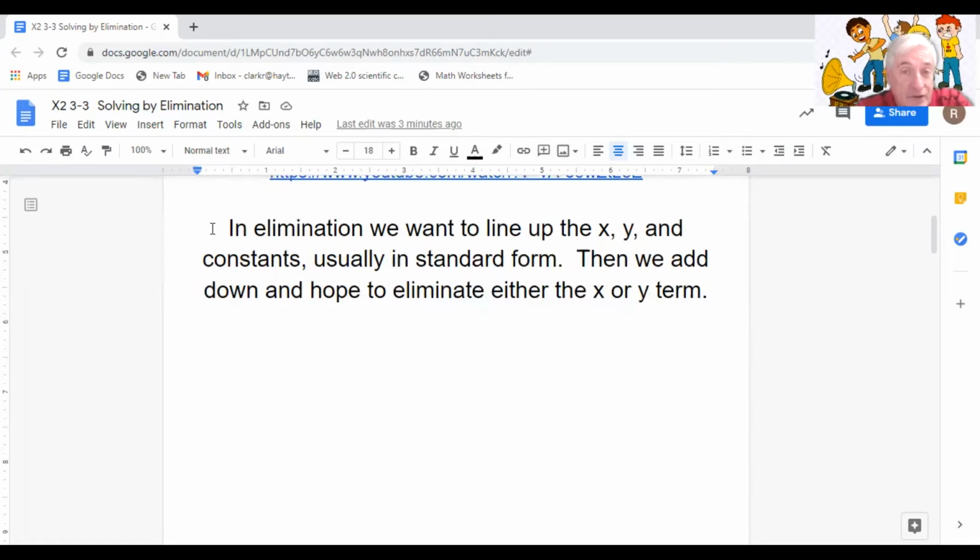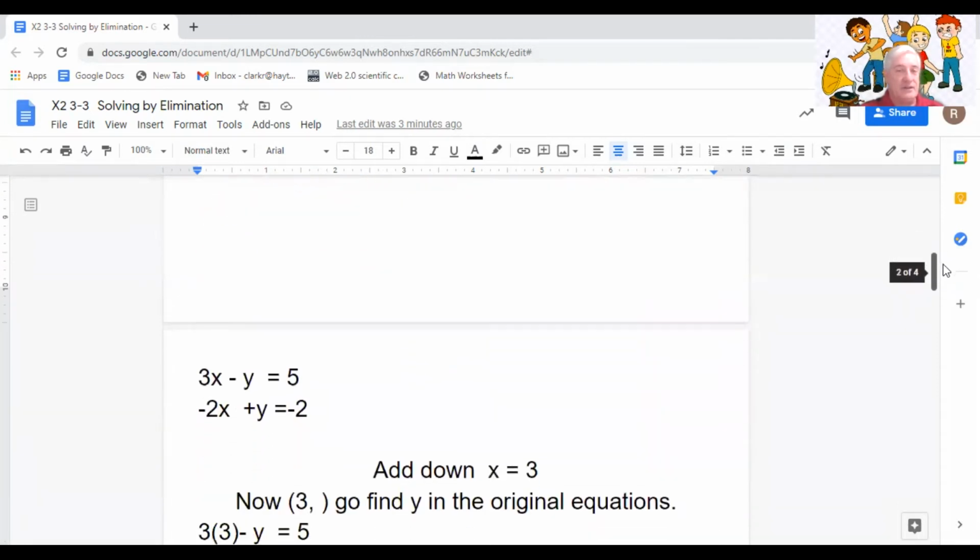In mathematical elimination, we want to line up the x's and the y's and the constants. Usually I will do that in standard form, but as long as the x and the y and the constant are over each other, then we're going to try and add down and eliminate either the x or the y term. I always say add down. Some of my students are still using the word subtract. If you subtract all 3 terms, that's fine with me. I'm going to add down, so I'm going to multiply by -1 and then add down. I'm going to add them negative. If you're still subtracting, it's kind of the same thing.